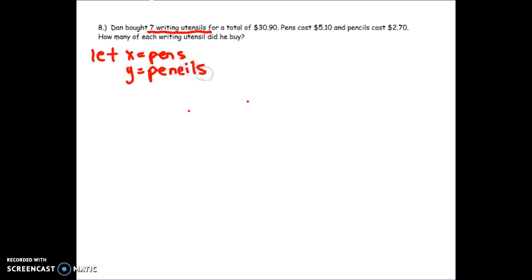My easy equation is he's buying 7 writing utensils. So if I take my pens and I add my pencils, I'm going to get 7. The second equation, pens are $5.10 each, so 5.1x plus pencils are $2.70, so 2.7y, and that's going to be equal to $30.90. Again, this example probably would have been easier to do with substitution because we could have solved for x or y. But actually, let's just do substitution for this one.